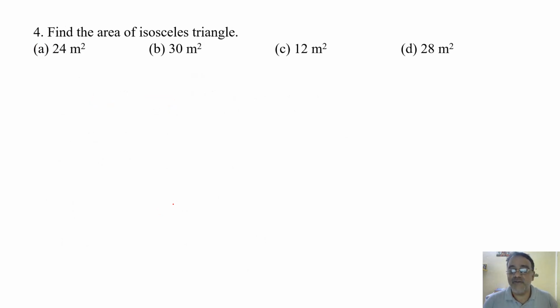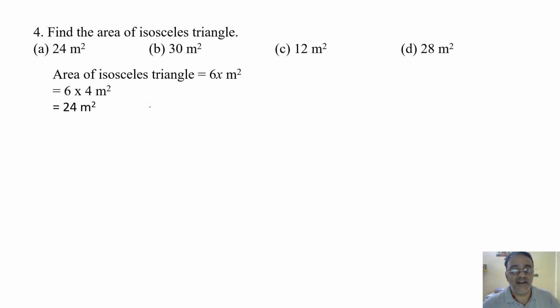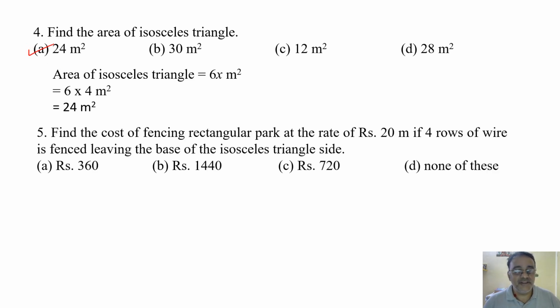Find the area of the isosceles triangle. Area of the isosceles triangle we got as 6x, and the value of x is 4. So 6 into 4 is 24 meter square, and the correct option is Option A. Now the last question: find the cost of fencing the rectangular park at the rate of rupees 20 per meter, if 4 rows of wire are fenced leaving the base of the isosceles triangle.